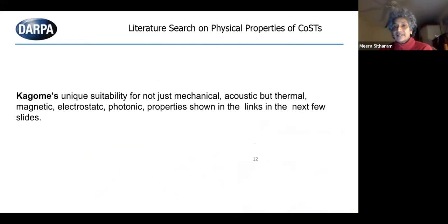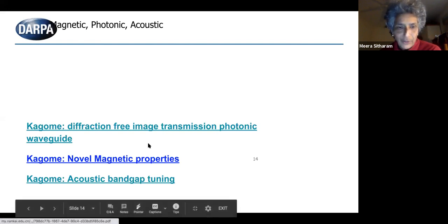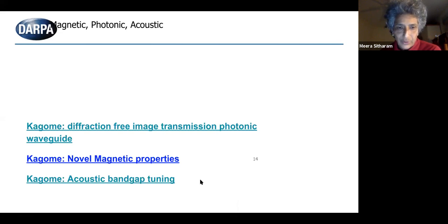properties of these types of three-dimensional Kagome. And of course we were not the first. Since the 2000s there has been a huge amount of study on the unique suitability of these Kagomes for mechanical, acoustic, thermal, magnetic, electrostatic, photonic properties. Whatever you name it, it's been a favorite of a lot of people. So these are all links. I'm not going to go into the links there. Hopefully I'll provide the slides to Christoph, and you can go and do this.